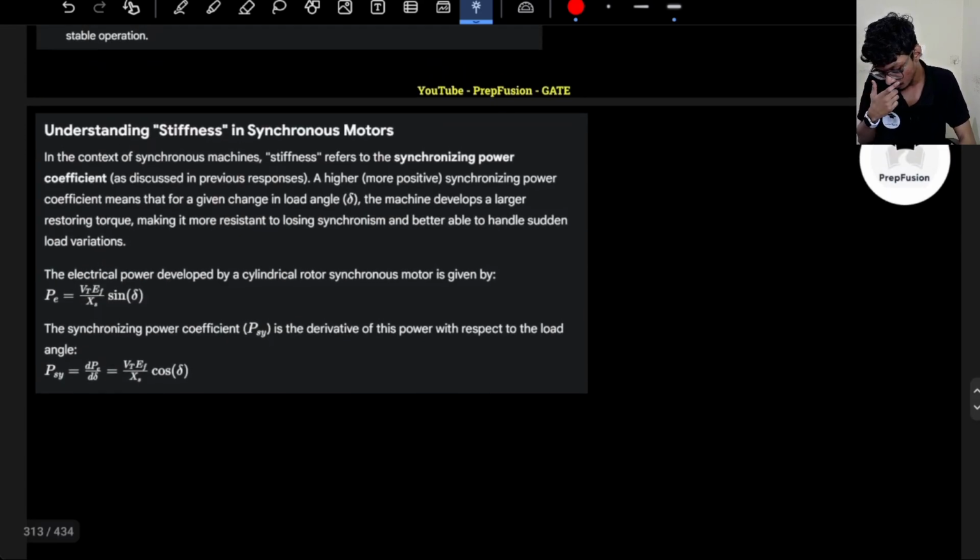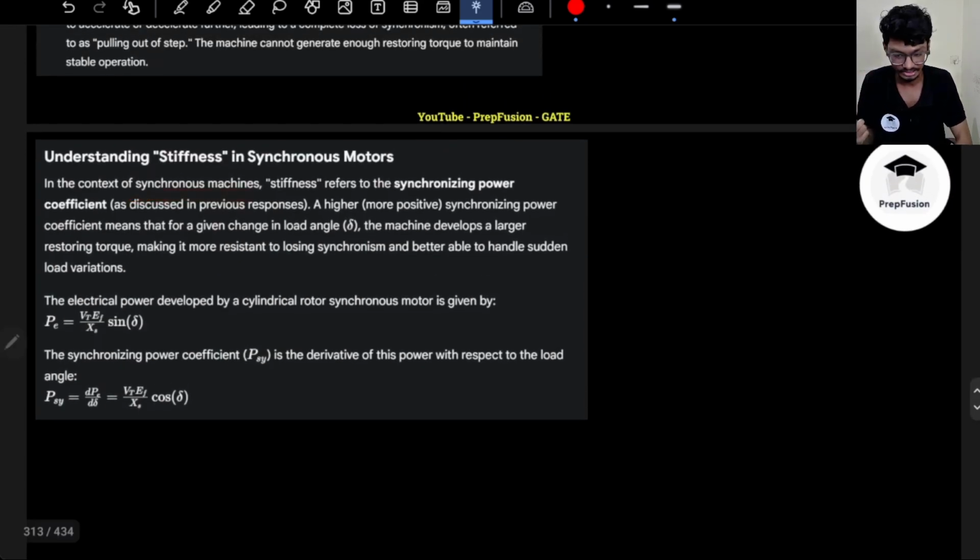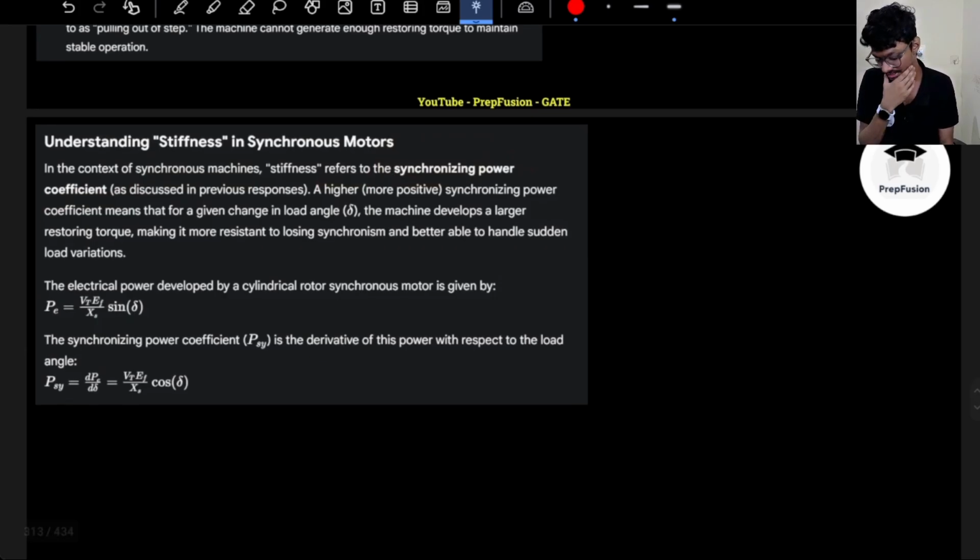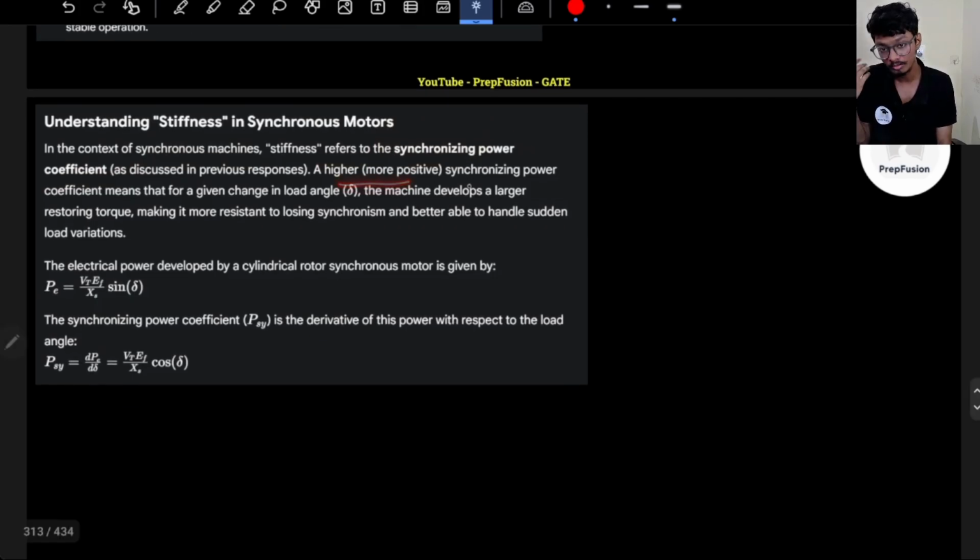So what is stiffness? In the context of a synchronous machine, stiffness refers to the synchronizing power coefficient. Stiffness is the same as the synchronizing power coefficient. If they are mentioning stiffness, they are mentioning the synchronizing power coefficient. A higher or more positive synchronizing power coefficient means that for a change in delta, the machine develops a larger restoring torque, making it more resistant to losing synchronism. If the synchronizing torque or stiffness of the machine is higher, then I have more power to bring the machine back into synchronism. The synchronizing power coefficient has already been discussed. That is what we mean by stiffness.